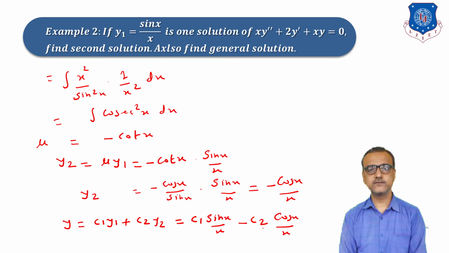So in today's lecture we have seen the method of reduction of order, and in this method we have seen how to find y2 of a second order linear ordinary differential equation if one solution y1 is given to us, and we have gone through two examples based on this topic.